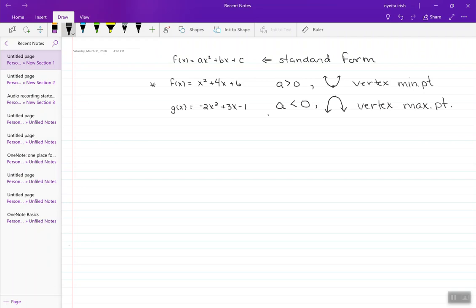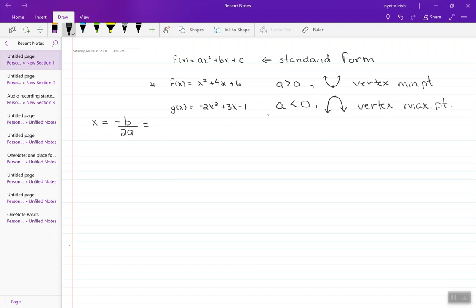Okay, so we know which way it opens by looking at a. How do we find what that point is? And it's really quite easy. There's a formula for it. The x part of that point is found by using the formula -b over 2a. We're not going to derive that, we'll just assume.